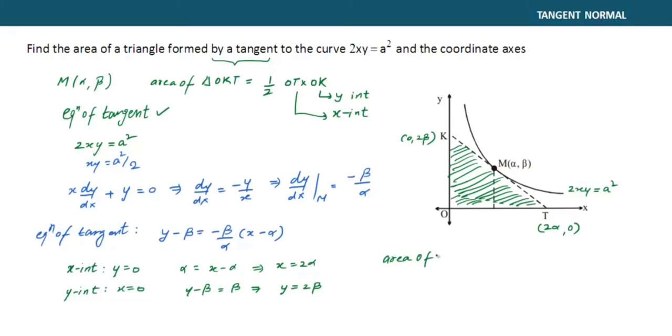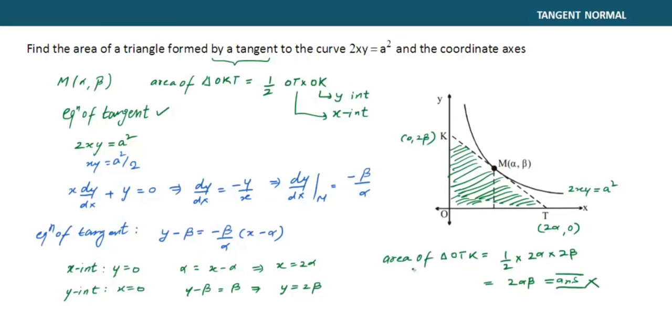So the area of triangle OTK is nothing but half into 2 alpha into 2 beta. So the answer will come out to be 2 alpha beta. But this is not the answer. Why? If you say, sir, this is my answer, then this is the wrong answer. Why? Because alpha and beta were not given in the question.